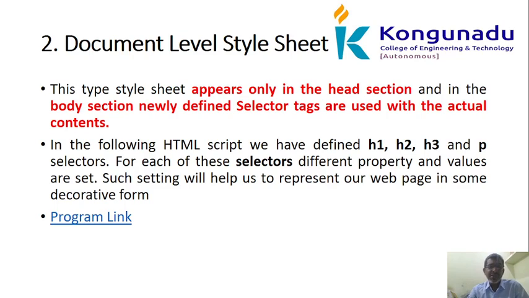So in the following HTML script, we have defined H1, H2, H3. So it's a heading level, and P is the paragraph selector. For each of the selectors, different properties and values are set. For example, there will be a lot of contents.